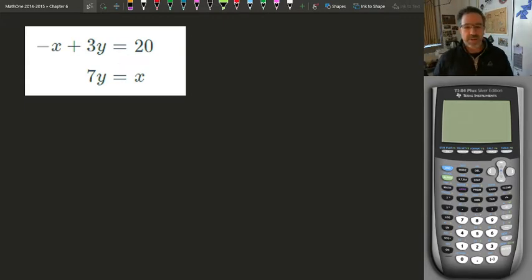This is Mr. Roberts, and today we're going to continue our work with solving systems of equations. And I'm going to add a little wrinkle to this method we've been talking about called substitution, and we're going to continue to work with that.